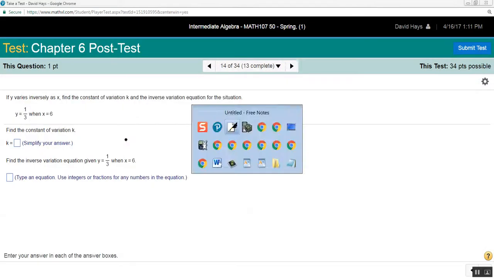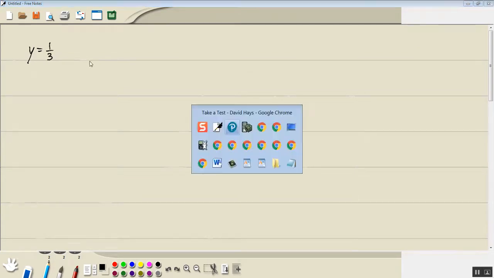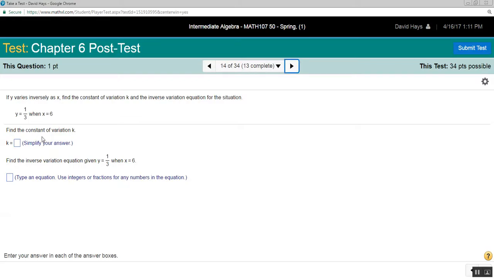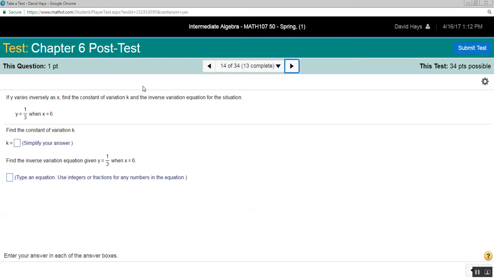Okay, let's take a look at this one. We got y is equal to 1/3 when x is equal to 6. Find the constant of variation, if y varies inversely as x. I was thinking we were missing something. What that means is y is equal to k over x. Inverse is always of this form. So we want to find k.